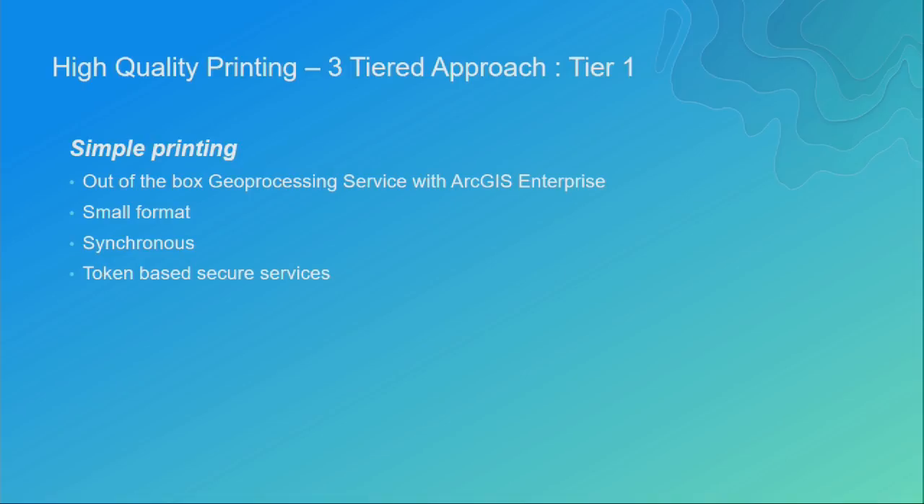This is just to use the out-of-the-box geoprocessing service with ArcGIS Enterprise. This is primarily for small format printing, your letter or A4 printing on your office printer. It's a synchronous service. It supports token-based secure services. And that's the easiest approach to use, and it works for a lot of cases just out of the box.